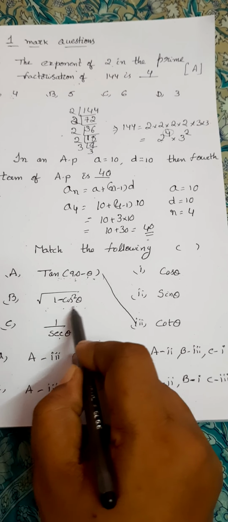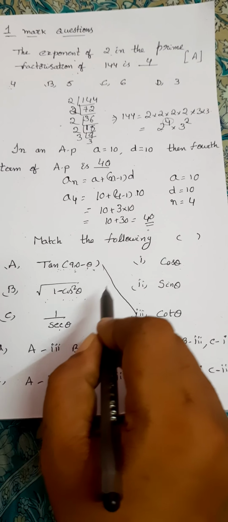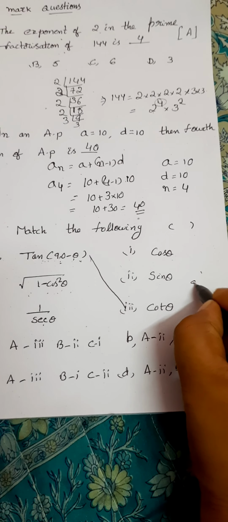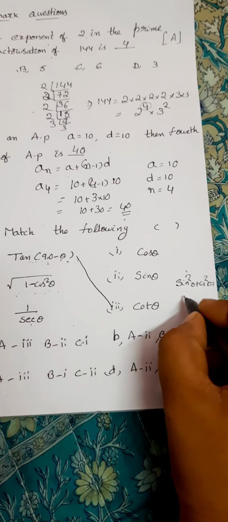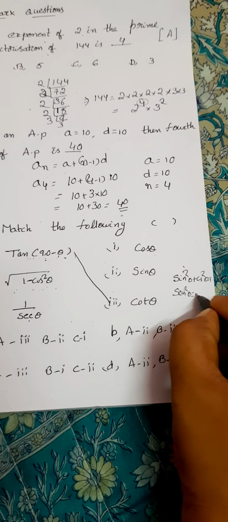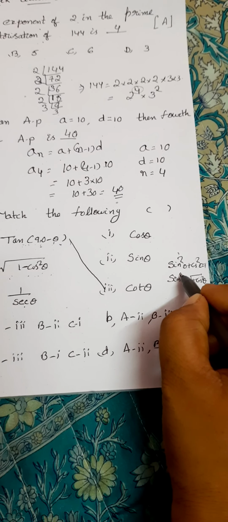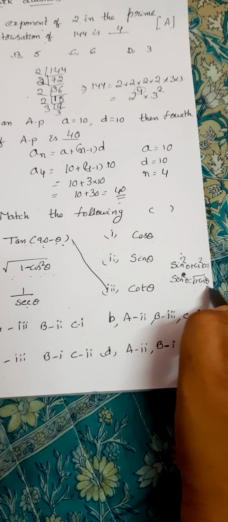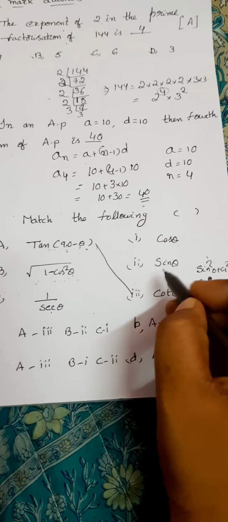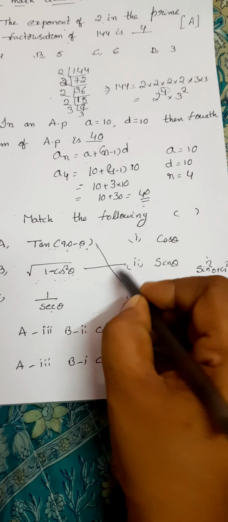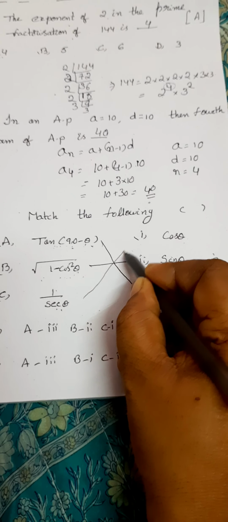And the second one, 1 minus cos squared theta. Already you know the identity: sin squared theta plus cos squared theta is equal to 1. So sin squared theta is equal to 1 minus cos squared theta. Substituting the square root of 1 minus cos squared theta, what is that? Sin theta. And 1 by secant theta means the reciprocal of cos theta.